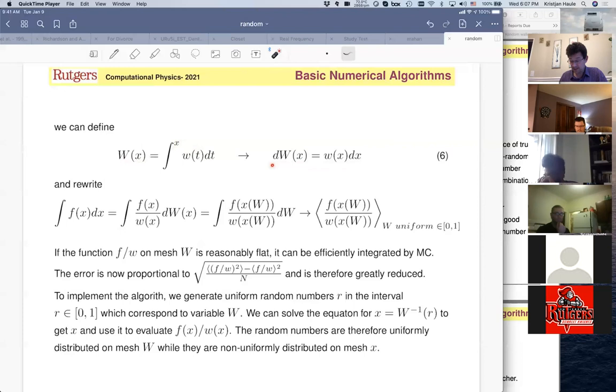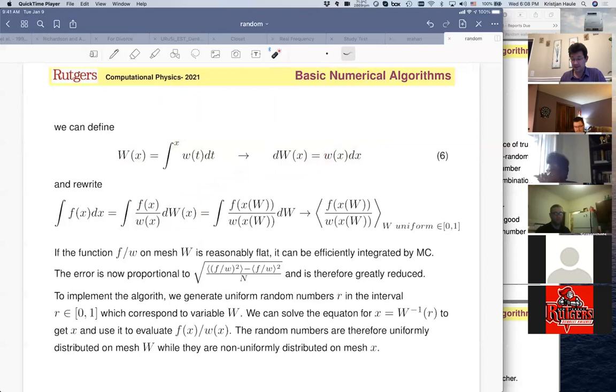Then we can rewrite f of x dx as follows: f of x divided by little w of x, and then w of x dx, which, as we see here, is d capital W. So we just substitute w of x dx with d capital W. Here we have this function W as a function of x, but we can also invert it to get x as a function of W.